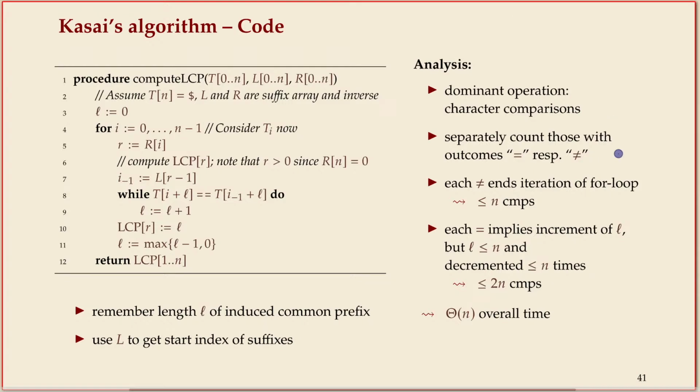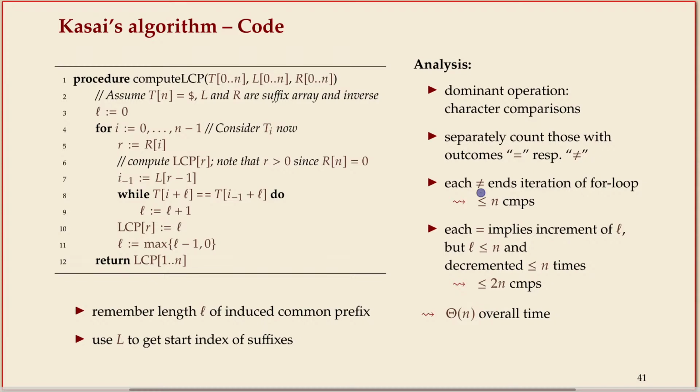Okay, let's quickly analyze the algorithm because in a way it looks dangerous. It has this inner loop and it has an outer loop. So can we guarantee that it doesn't go quadratic? And the reason, again, similar to some string matching algorithms we've seen, is we can do an amortized analysis. We can separately count how often this comparison comes out as equal or as not equal.